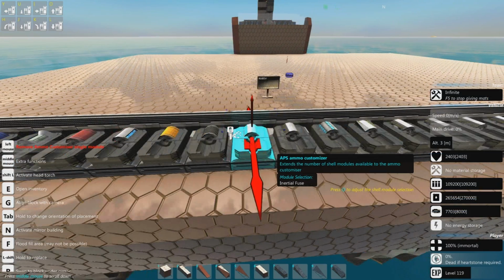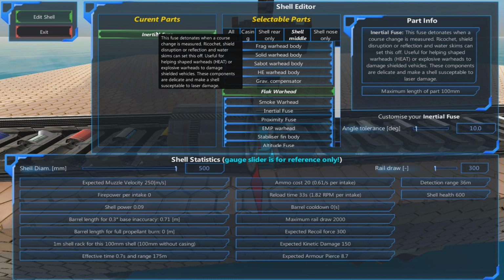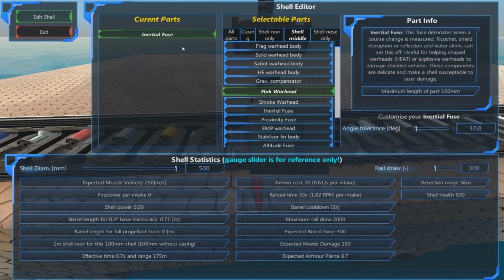Anyway, that's smoke. Moving on, now we have the Inertial Fuse, and this is a shell that you will probably see used very, very often, but not as often as it used to. And the reason for that I will get into in a second. So, this fuse detonates when a course change is measured. Ricochet, shield disruption or reflection, and water skims can set this off. Useful for enabling shaped warheads, heat or explosive warheads to damage shielded vehicles. These components are delicate and make a shell susceptible to laser damage. I didn't know that. They've added that last bit on.